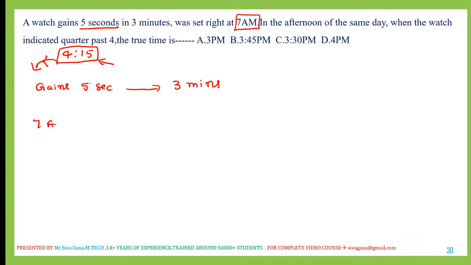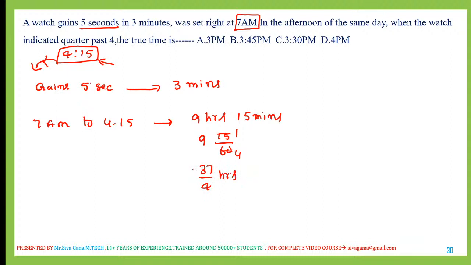It is correct at 7 a.m. and 4:15. Between 7 a.m. to 4:15, how much is the duration? It is nothing but 9 hours 15 minutes. I am converting into hours, which is nothing but 9 15 by 60. This is 15 ones, 15 fours, 37 by 4 hours. This is the duration.